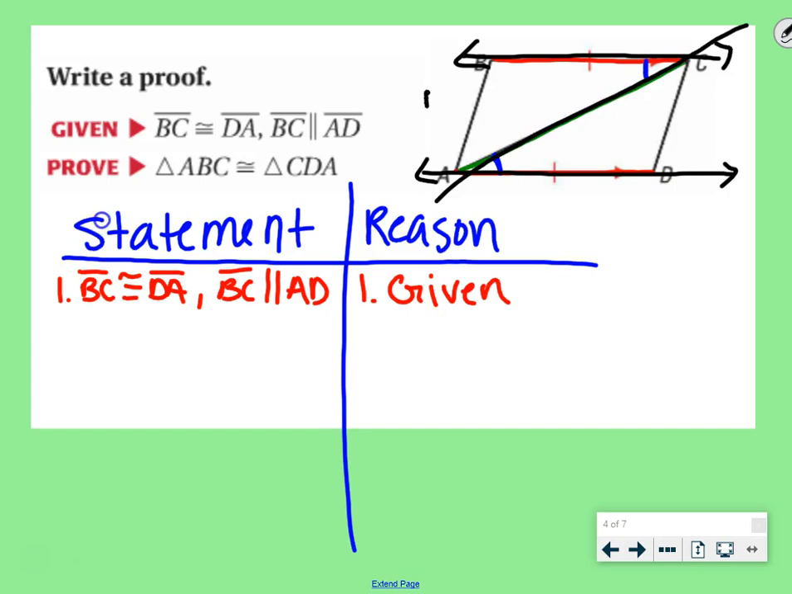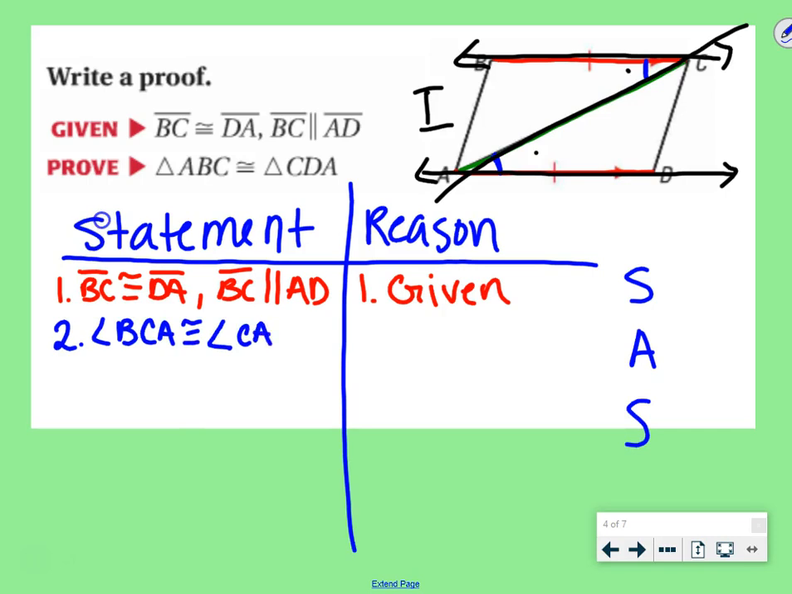So if we think they're on the interior and this angle is on the opposite side of this angle, so they are alternate interior angles. So when we are listing out the reasons, if we're using side, angle, side, we need to list out the reasons: a side, an angle, and then a side. In our given, we had the first side, BC is congruent to DA, so our second reason needs to be the angle. So we can say that angle BCA is congruent to angle CAD, and the reason being is the alternate interior angles theorem.